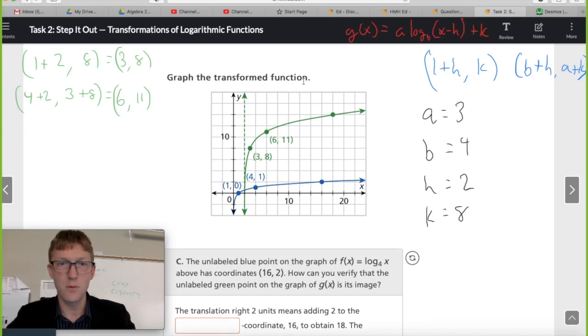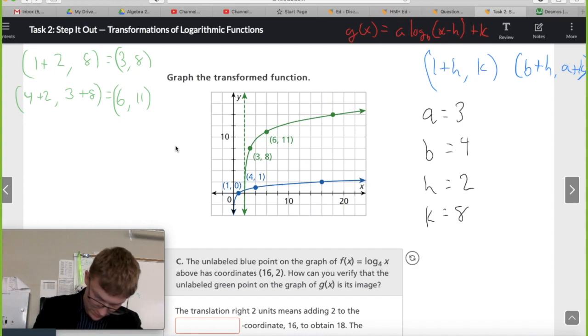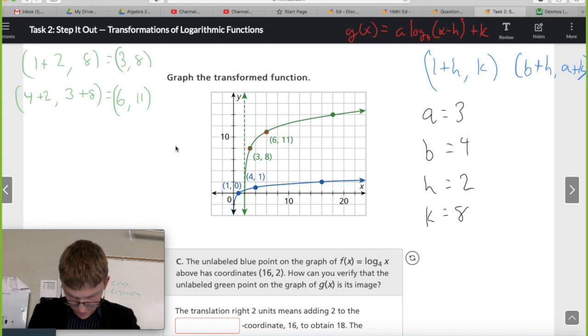So graph the transformed function. You're going to graph these 2 points right here and right there. I should probably use a different color so that it stands out a little bit. You've got your 2 reference points, 3, 8 and 6, 11, and then you've got your asymptote at x equals, what, 2, right? Is that where our asymptote is? Yeah. So then you can use that to graph your function here. So that's how you're going to graph these things.